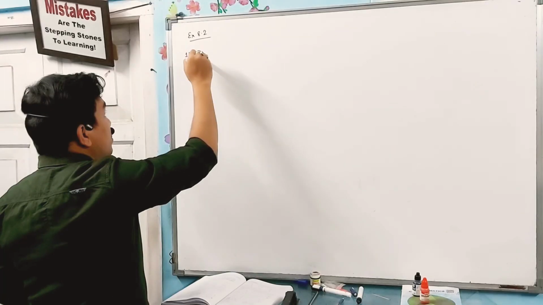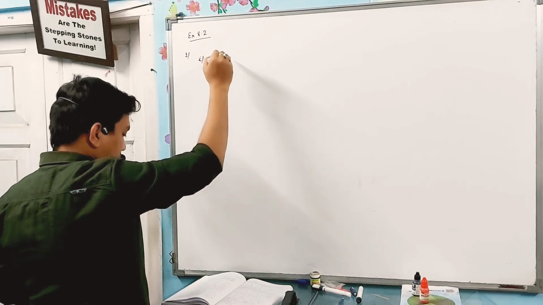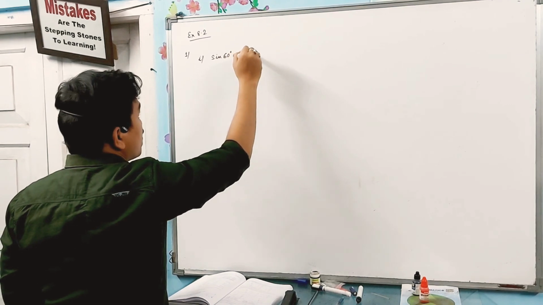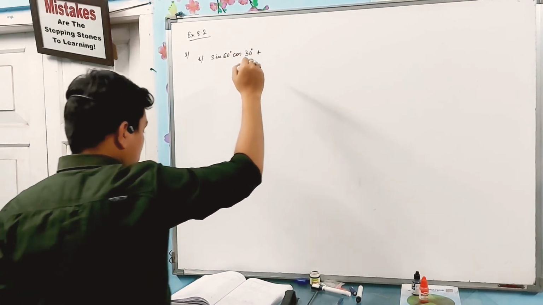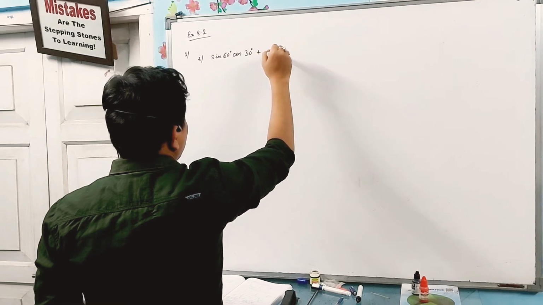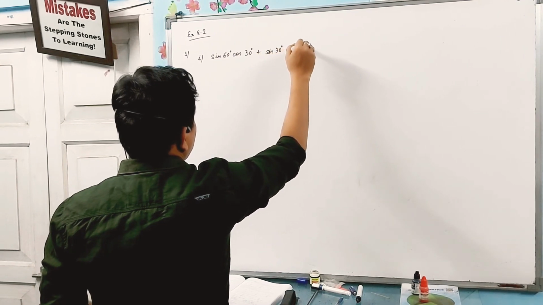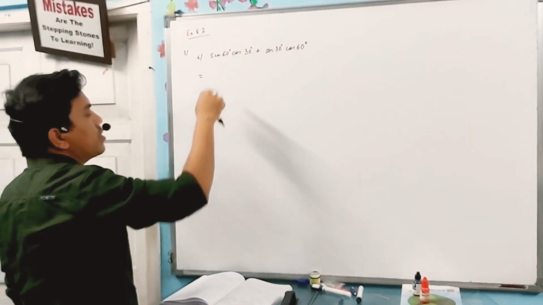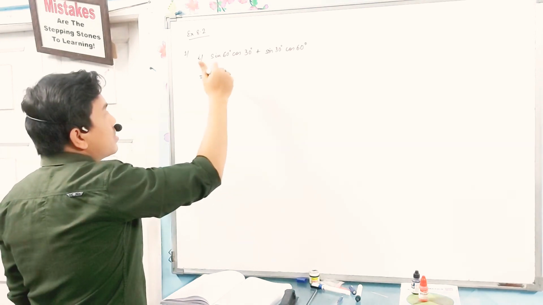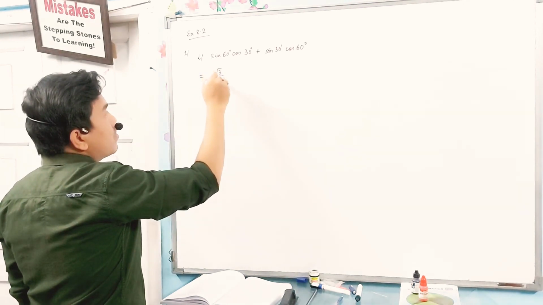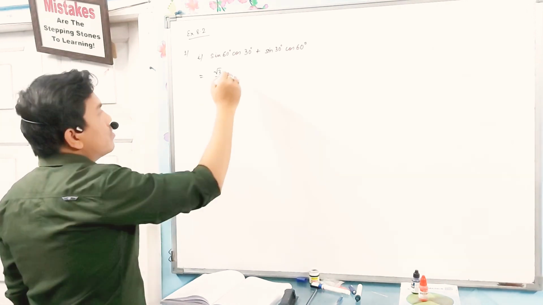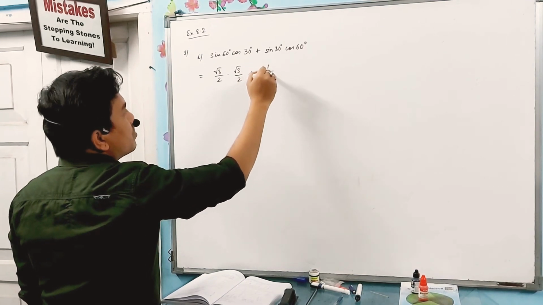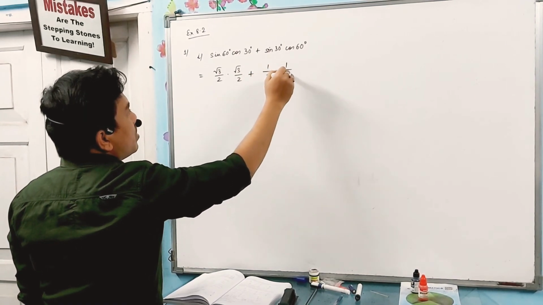In question number 1, what is given? Sine 60 cos 30 plus sine 30 cos 60. Alright, so we know the value of sine 60 is what? Go through the table and check. The value of sine 60 is what? Root 3 by 2. The value of cos 30 is also root 3 by 2. The value of sine 30 is what? 1 by 2. Cos 60 is also 1 by 2.